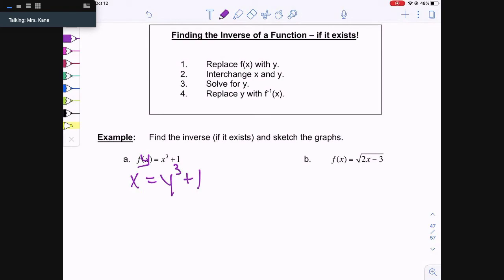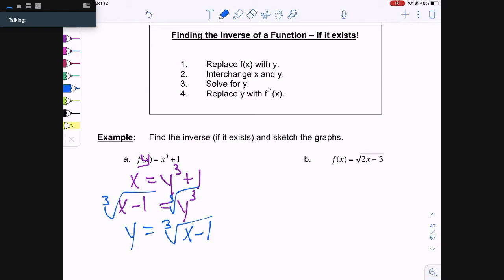So I would take the 1 to the other side. And then Maya, how do you get rid of y cubed? Cube root. Cube root, yeah. So take that cube root. So now I have y equals the cube root of x minus 1.